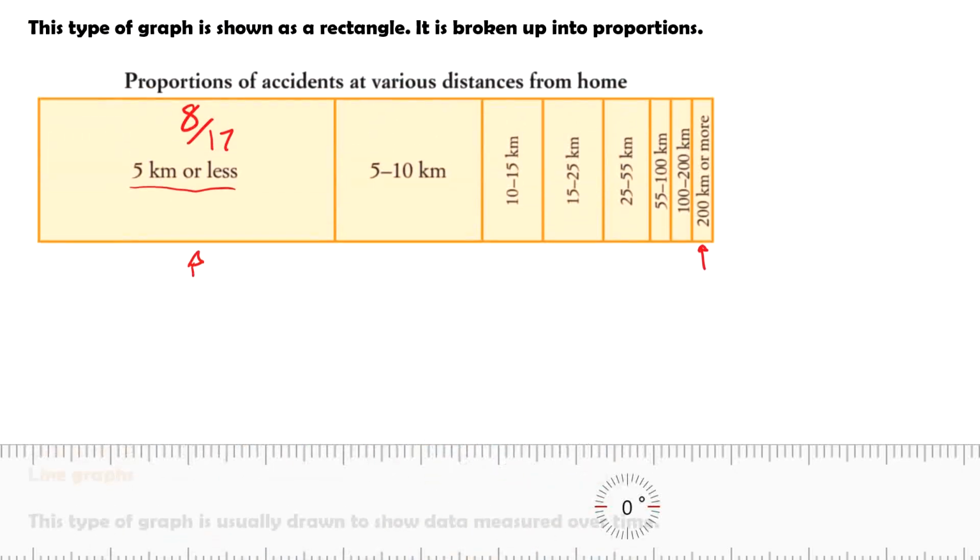Now with these type of questions, remember, if you're trying to convert a fraction, so let's say our 8 over 17, we want the 5 kilometers or less as a percentage. We multiply that by 100. Remember? So again, if you have a fraction and you want to convert it to a percentage, you multiply it by 100. And that comes out at 47%.